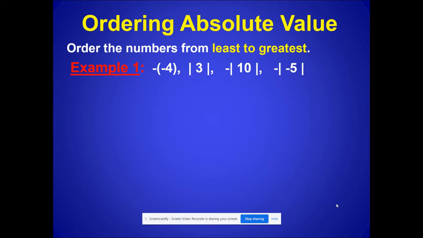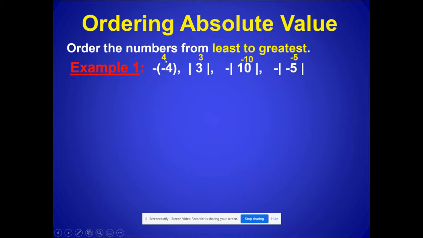When we order numbers from least to greatest or greatest to least, it's also a very good idea to go ahead and write the values of each of them. So we're going to do that first. The opposite of -4 is 4. The absolute value of 3 is 3. The opposite of the absolute value of 10 is -10. And the opposite of the absolute value of -5 would be a -5.